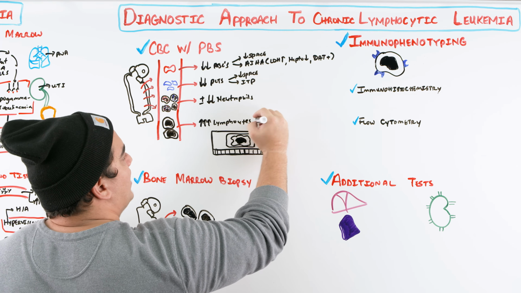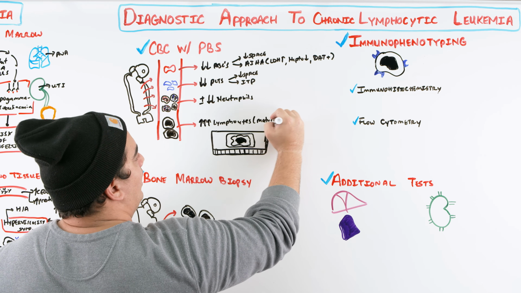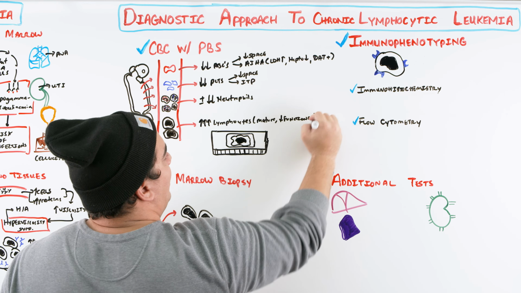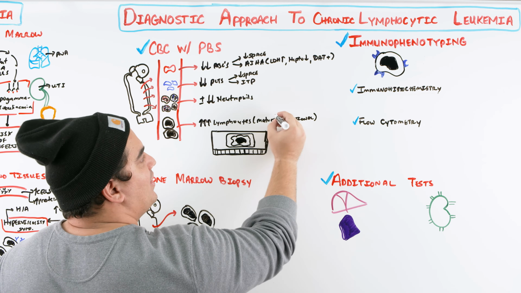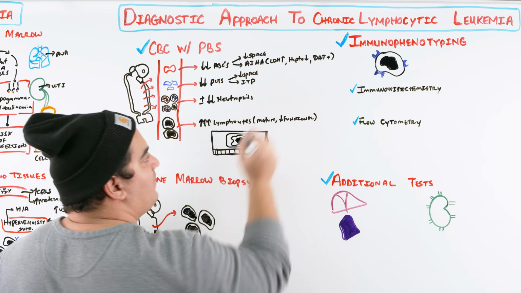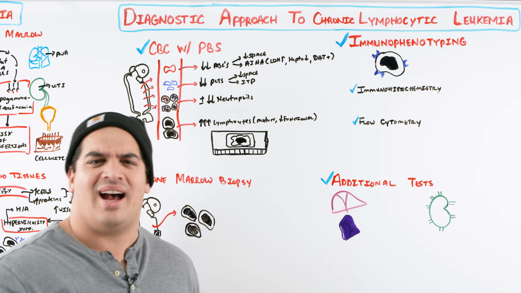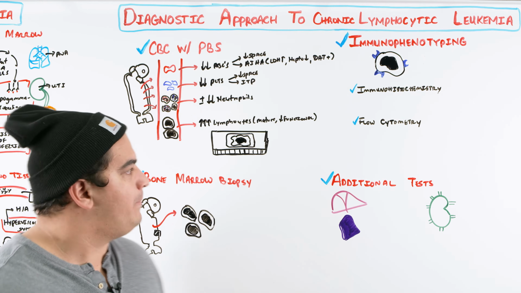And with these lymphocytes, they're mature appearing, but they're less functional. And because of that, there may be less antibodies being produced. So because there's less antibodies and less functional neutrophils, or less neutrophils in general, you have a high risk of infections: pneumonia, UTI, skin infections, etc.